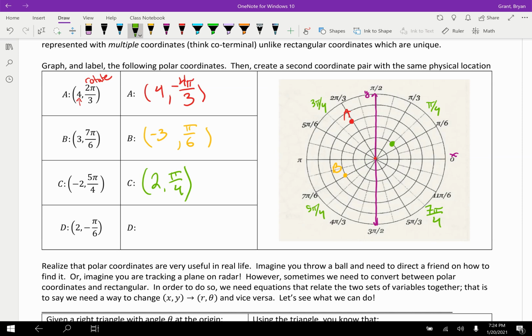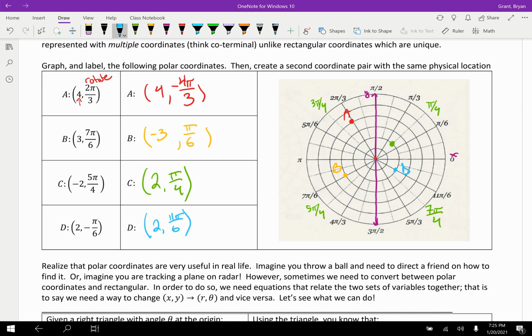And then part D. Part D tells us to spin negative pi over 6 this time, or we could go the other way. Tells us to go out a direction of 2, and then spin negative pi over 6, which is 11 pi over 6. And that gives us our answer of D. So another way to put it is 2, 11 pi over 6.